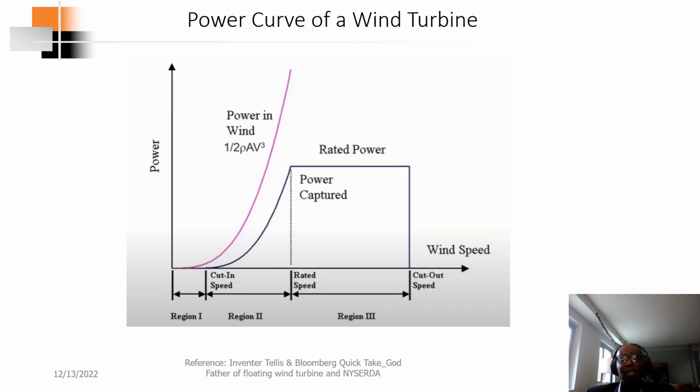So at this time, when the wind speed has increased so much, it can be very dangerous for the wind turbine. So what it does is take the wind turbine out and put it to a stop.